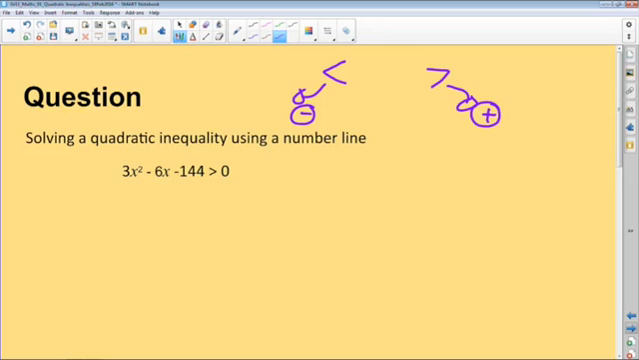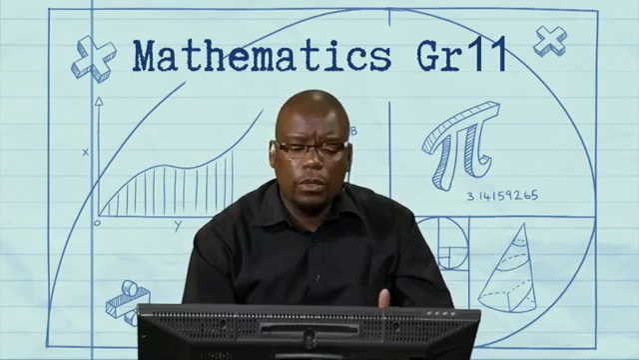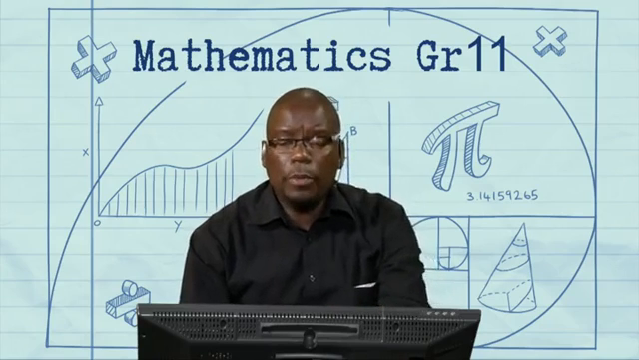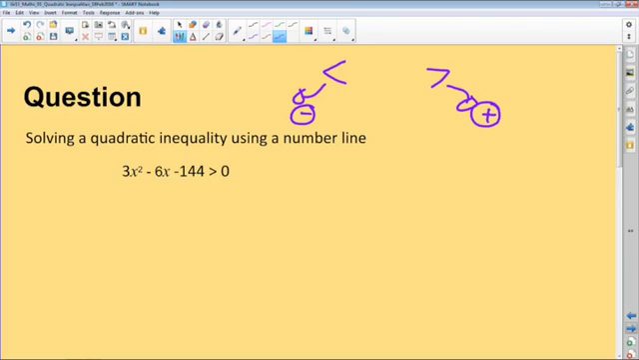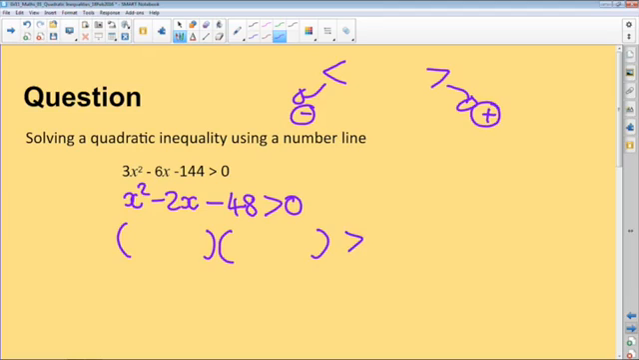You've got 3x squared minus 6x minus 144. And the first thing that you needed to do was to factorize. Now you checked, there's a common factor which is 3 there. I'll have to divide by 3 throughout. So that is x squared minus 2x minus 48 is greater than 0, right? And then from there, I'll have to factorize, okay? Now, how do you factorize the x squared minus 2x minus 48?